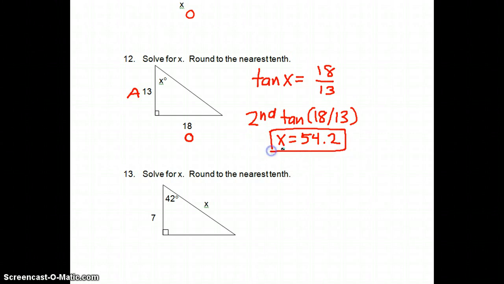And that is number 12. And that is 1 through 12. We're done.